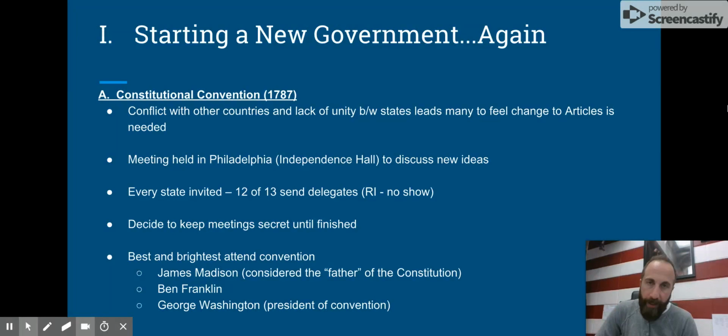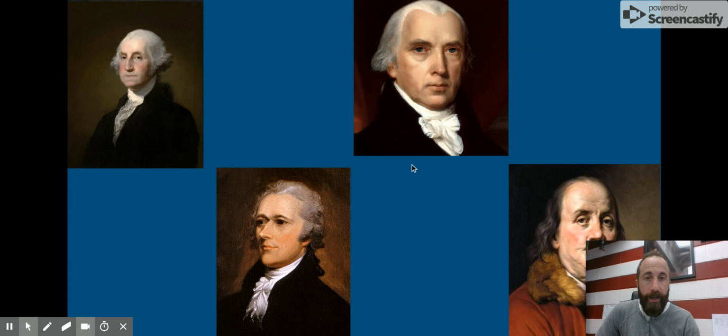Some of the founding fathers, the best and brightest in the country, were there to talk about this stuff. James Madison was there. He is considered the father of the Constitution. He wrote the majority of the document. So Madison is to the Constitution what Jefferson was to the Declaration. He's kind of the big guy behind it. Jefferson's not there because he's the ambassador to France at this point. John Adams is not there because, as we saw earlier this week, he is the ambassador to England. But Franklin is there. George Washington is there as well.